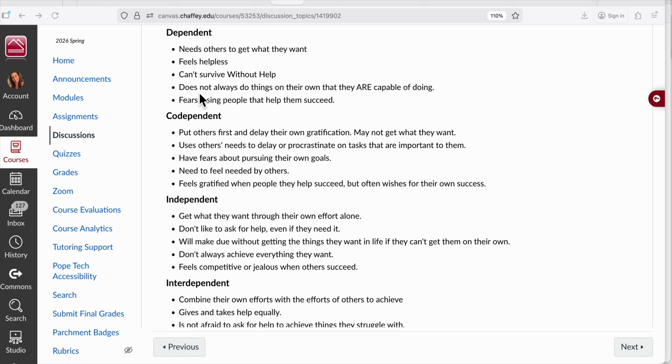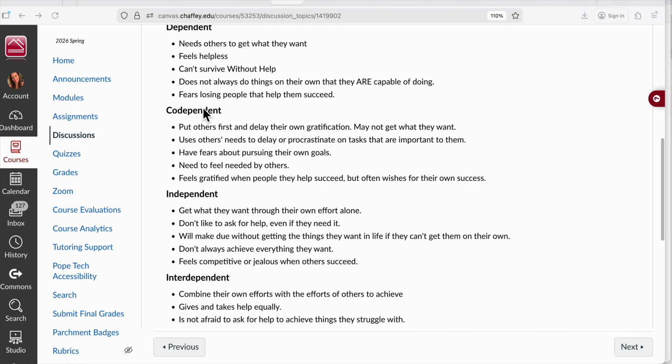They also fear losing people around them that help them succeed, and they may try to keep those people in that relationship even if they don't really like the relationship or the person. They really need those things that person is doing for them.